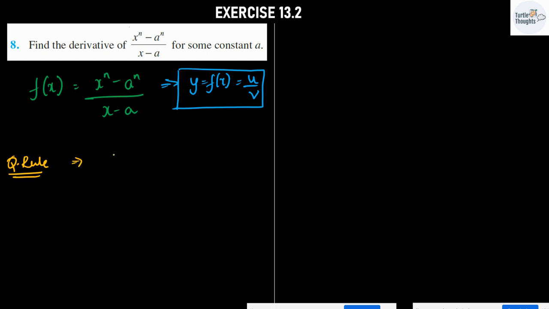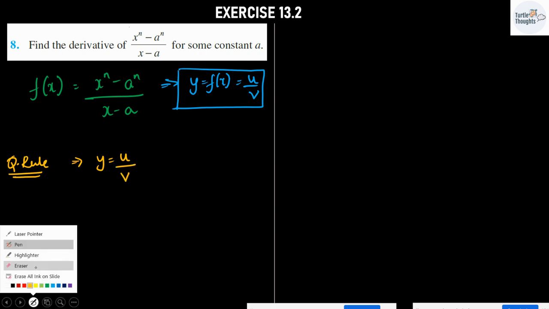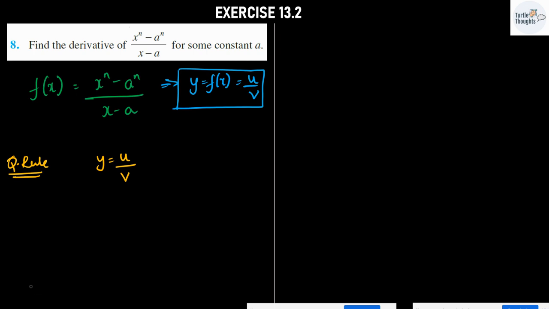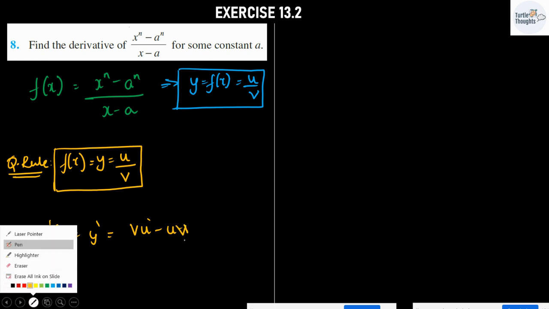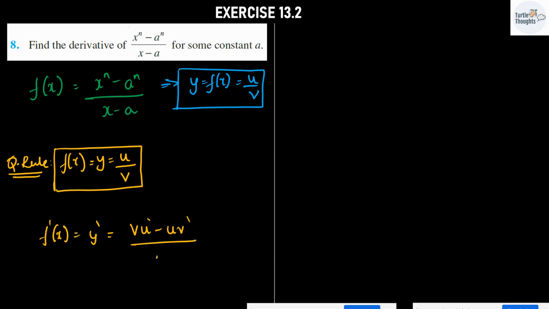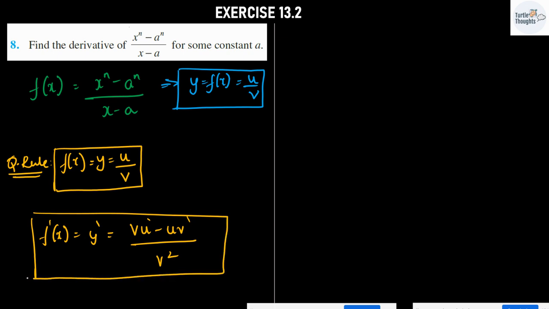The quotient rule says that if I have y equal to u over v, y or f of x, both are one and the same. So you have the quotient rule which says that if f of x is equal to y is equal to u by v, then f dash of x is given by (v multiplied by u dash minus u multiplied by v dash) divided by v square.